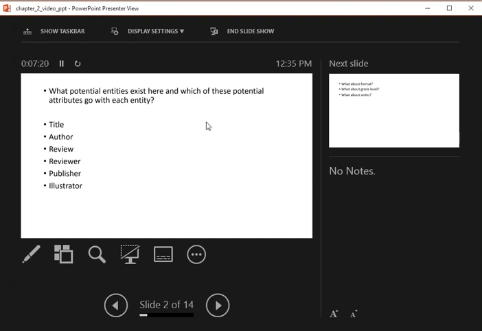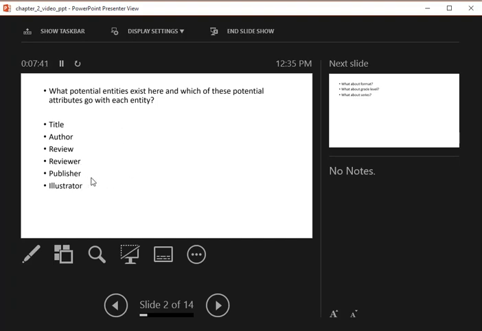So when we look at our list of things we do, we see that we're going to have a bunch of different actors in this. We're going to have the book itself, the title. We're going to have authors that might need to be described. We're going to have reviews that might need to be described. We're going to have reviewers that might need to be described, publishers and illustrators.